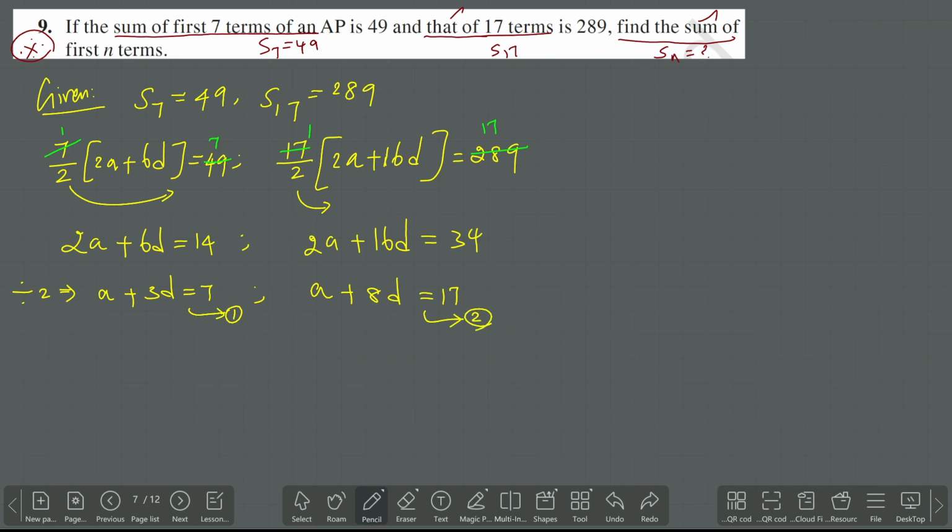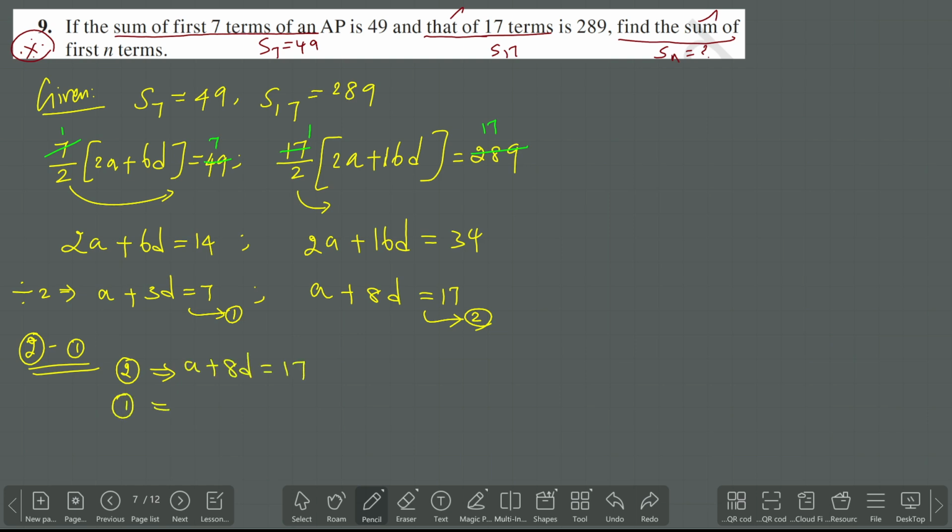So we can subtract 1 and 2, and a will be cancelled automatically, like the elimination method. Shall we go? Okay. Now, 1 minus 2 or 2 minus 1? I am teaching continuously. If we go 2 minus 1, a minus will not come, and directly you will be getting the answer. You can try 1 minus 2 also if you want. That means you write 2 first. That is the meaning. a plus 8d is equal to 17.